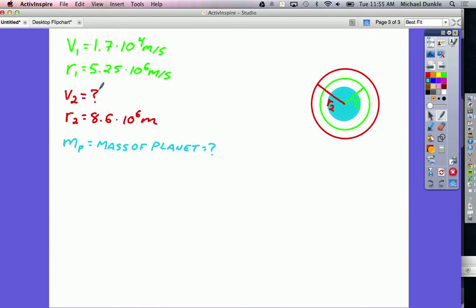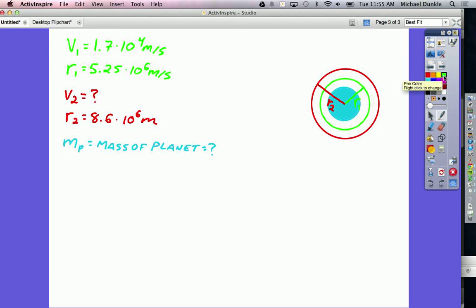Well, unfortunately, we can't find the speed of the second satellite without knowing the mass of the planet. That's important. We can't do anything without that. We have an equation for speed from our notes, but that equation requires this mass. So that's the first thing that we're going to do. We know a lot about the first satellite, so we're going to use the information we have about the first satellite to solve for the mass of that unknown planet.